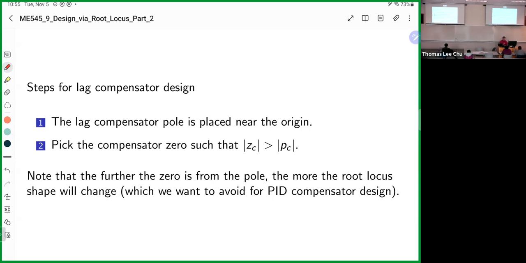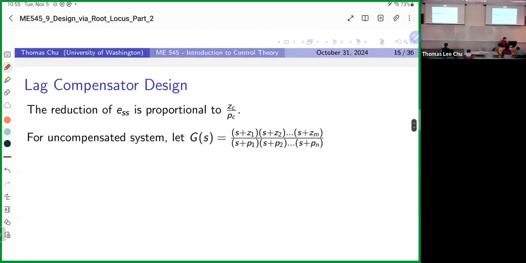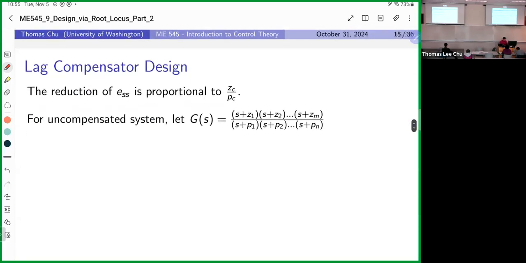One thing about your pole and zero placement is that depending on how close your pole and zero are to each other, it's going to change your steady state error value. I'm going to talk about that in the next slide. The reduction of steady state error is proportional to the ratio of the zero divided by the pole of your added pole and zero. So let's define a general uncompensated system that's factorized like this.